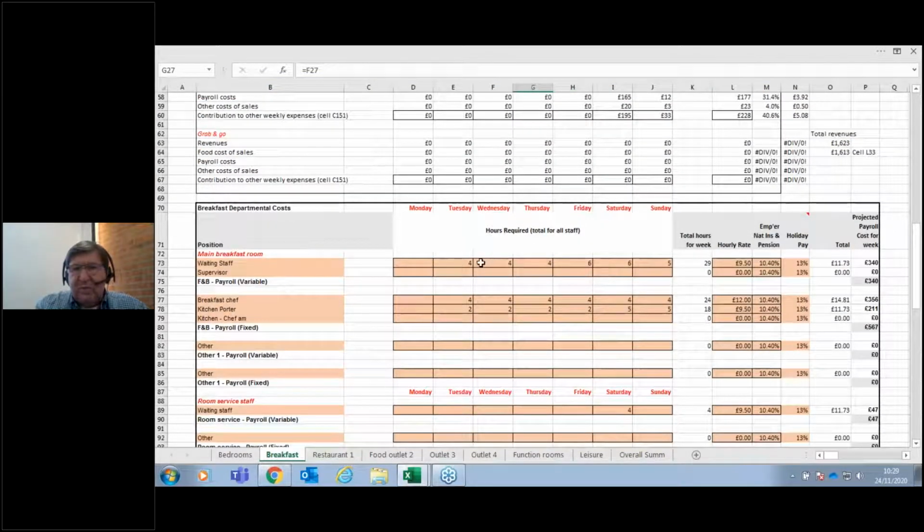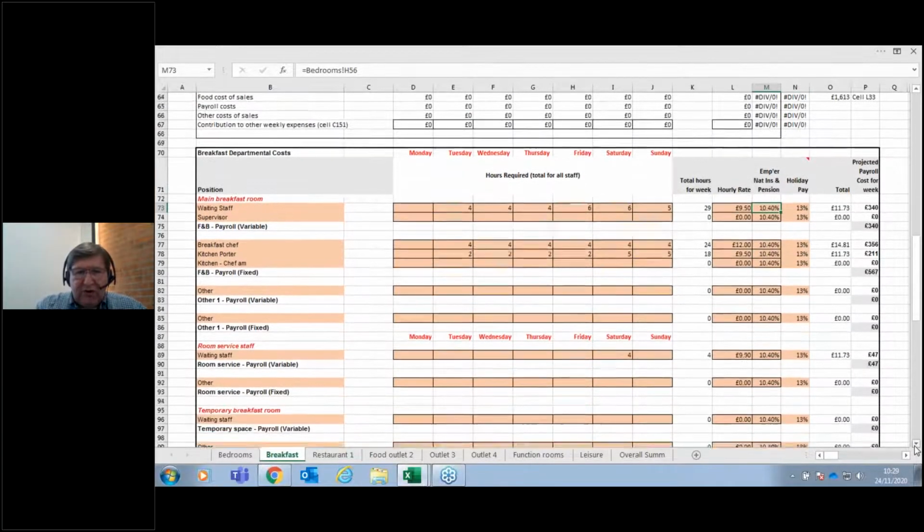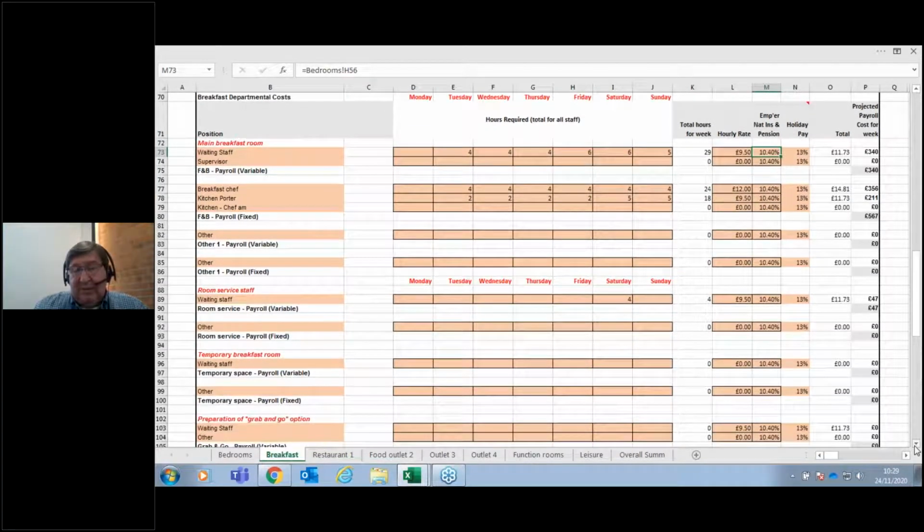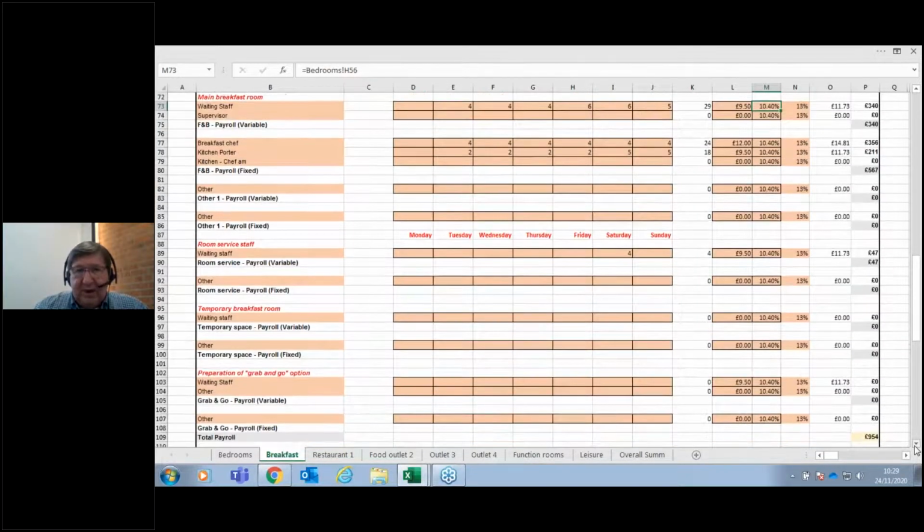Main breakfast room, how many waiting staff do we need? Number of hours worked each day. Now we're doing this calculation. Rate of pay, enter it once. The model's already populated with these 2 figures, but again, you can change them. Kitchen, how many kitchen staff do we need? How many hours? and that should be readily available to you from a roster, any rota planning.